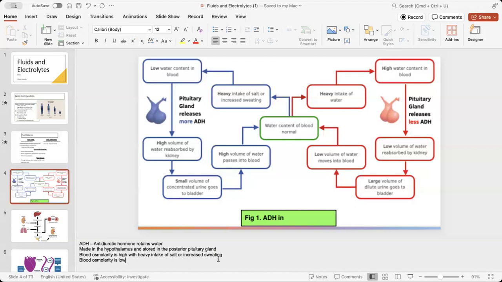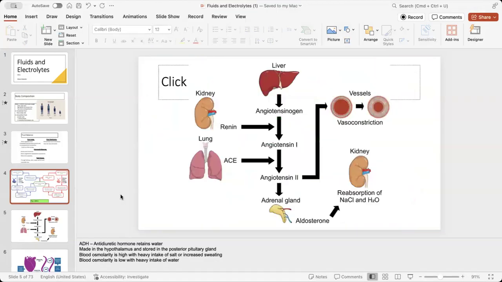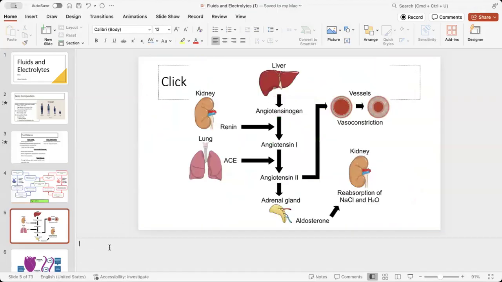That makes sense? Right, so really understanding that, because we'll talk about that again and again this term. All right, let's talk about the renin-angiotensin aldosterone system, the RAS system here.